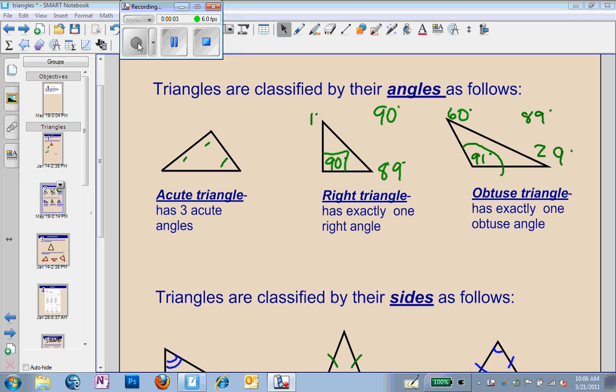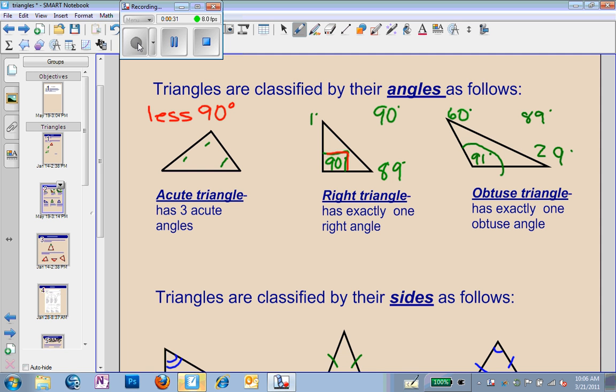When we classify triangles, we're going to classify them by their angles and by their sides. When we classify them by their angles, we have acute triangles, which have 3 acute angles, so 3 angles that are less than 90 degrees. All 3 angles will be less than 90 degrees. When we have a right triangle, we have 1 angle that's exactly 90 degrees. The other 2 angles will be acute because they have to add up to equal 180 degrees.